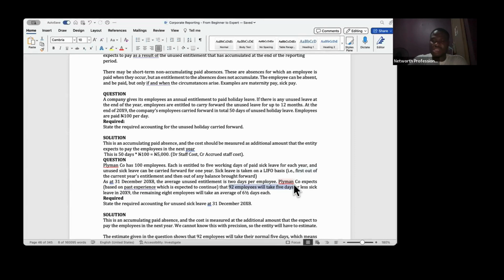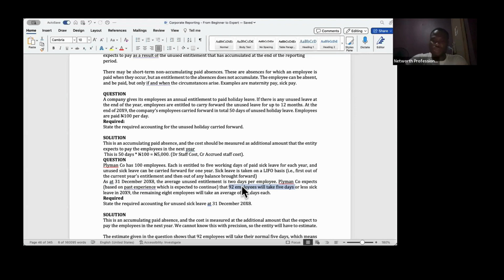That means next year, out of those 100 employees, 92 will just take their 5 days for 2009, meaning the one they are bringing forward of that 2 days, they won't take it. So it will not make sense for us to now put that as a liability in our books when, based on past experience, based on what this question is telling us, they will not take it.